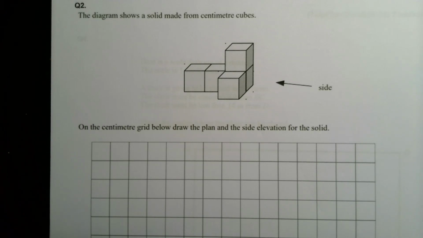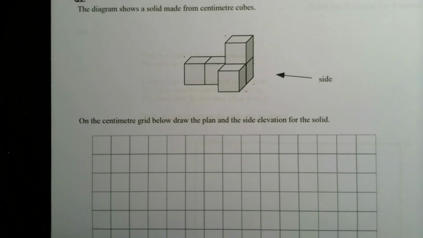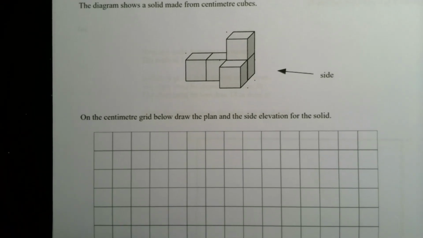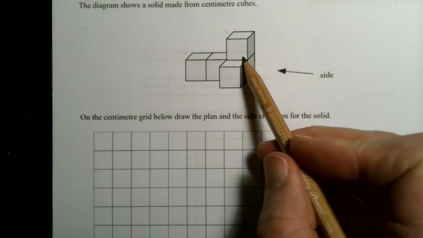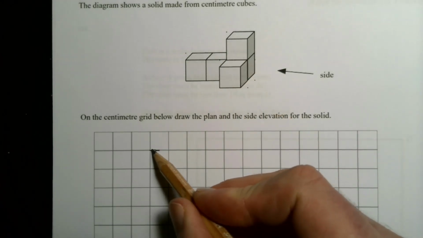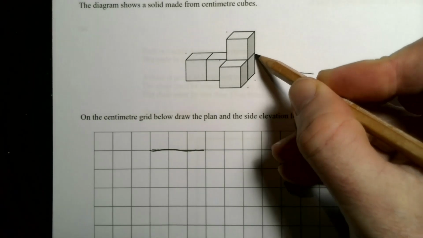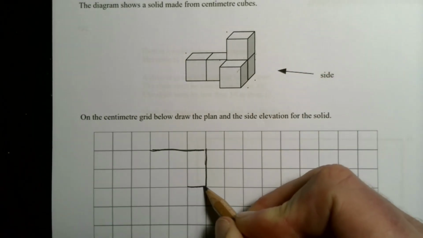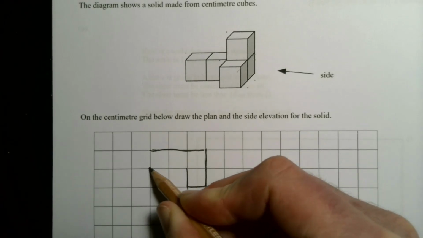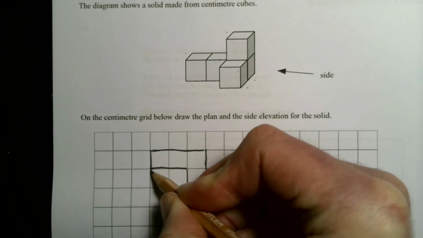Plans and elevations of 3D shapes. Some people find this really easy, some people find it a little trickier. We've got to draw the plan and side elevation. The arrow is telling you which side. So the plan, first of all, is the bird's eye view. So we're just looking at 3 centimeters across, and then it's coming down to there, isn't it? And it's kind of in an L shape like that.